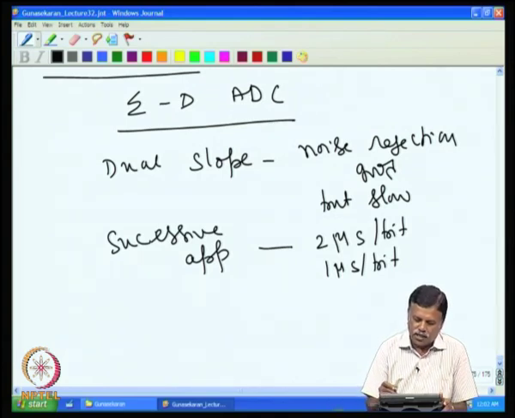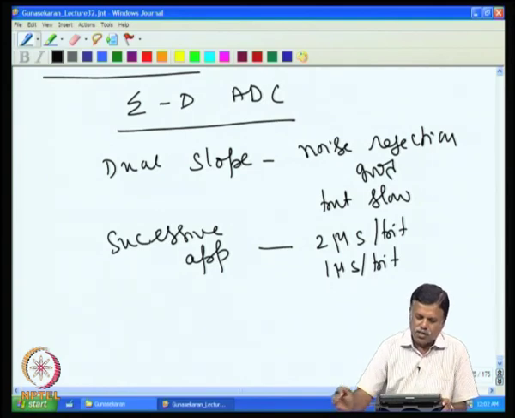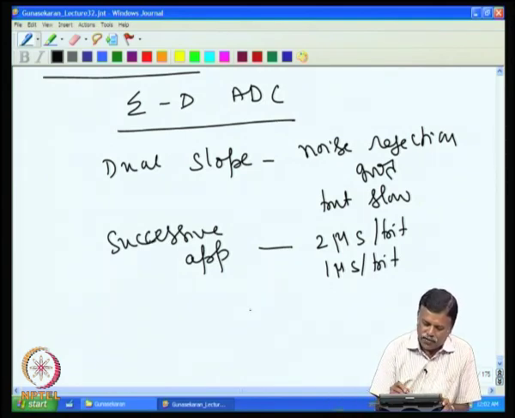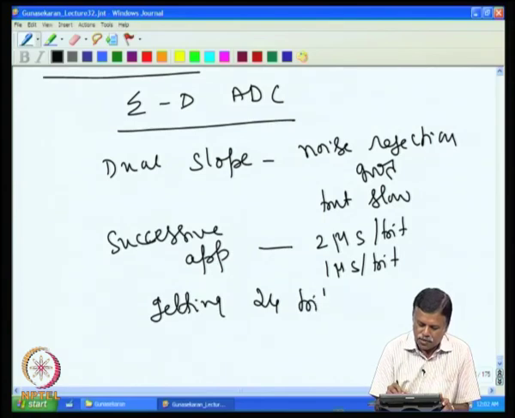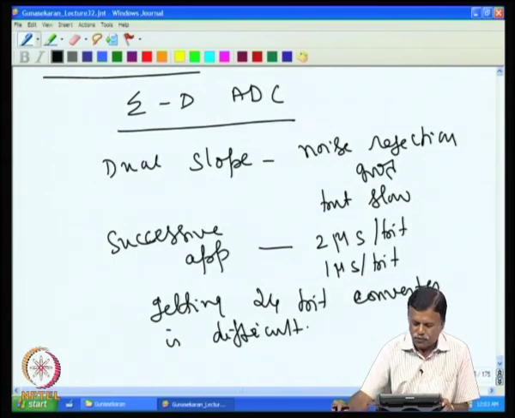But to get 16-bit accuracy is possible, but then going for 24-bit again it takes longer time. And then, for example, a 24-bit converter means a 24-bit accurate DAC needs to be made, and that is not easy. So, in successive approximation, getting 24-bit accuracy, 24-bit converter, is difficult because we need 24-bit accuracy.